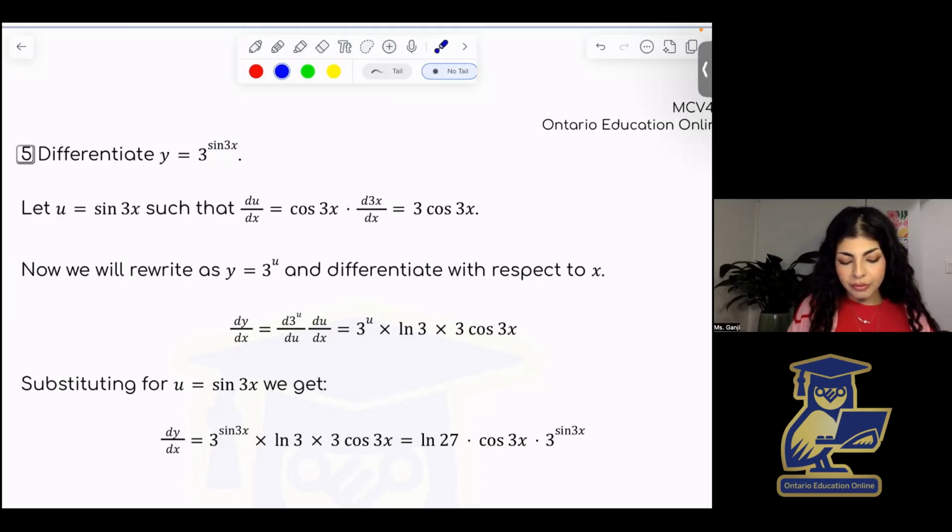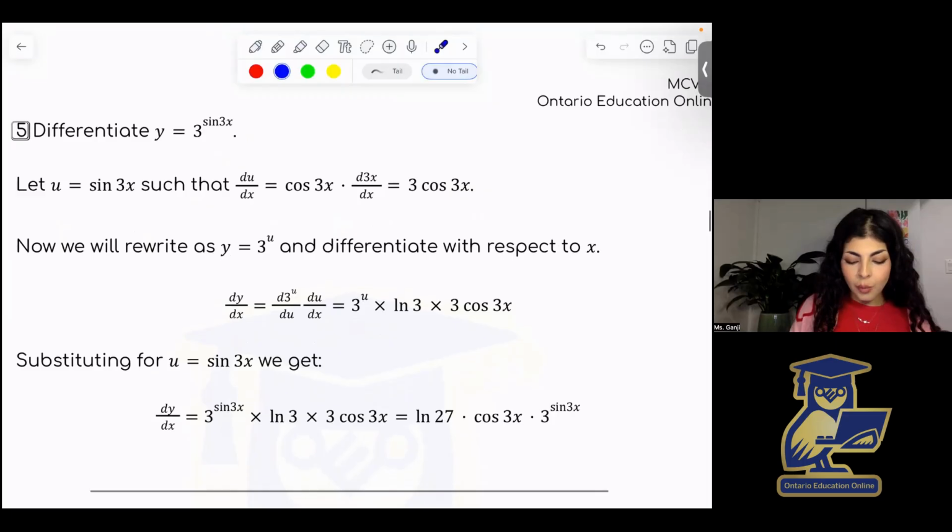So we're going to do a change of variable with that exponent. We're going to let u be equal to sine of 3x. And then when we find the derivative du by dx, we have cosine of 3x. And then again, don't forget that 3x itself needs to be differentiated. So this will just give us 3. And that's why we have 3 times cosine of 3x.